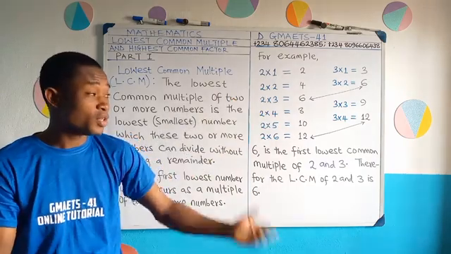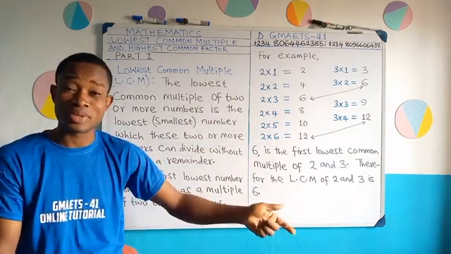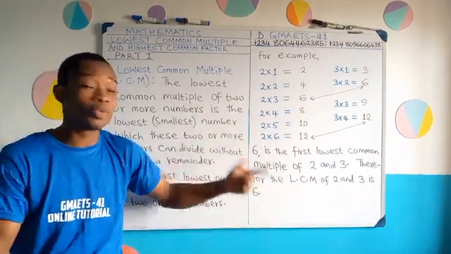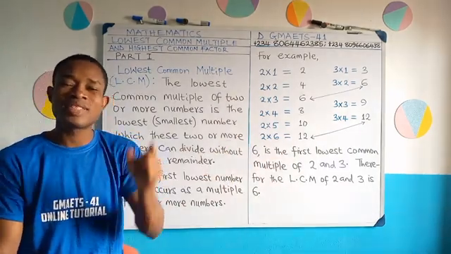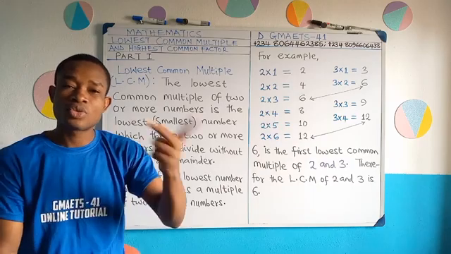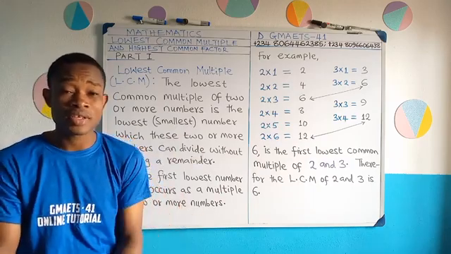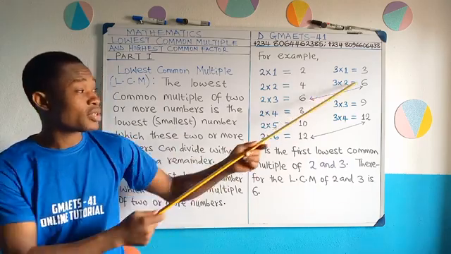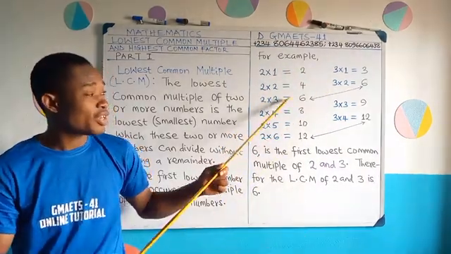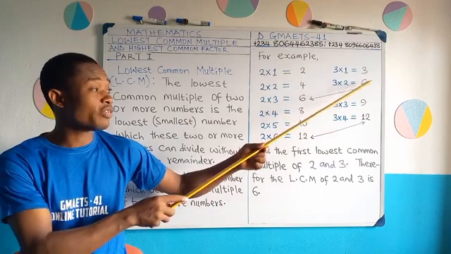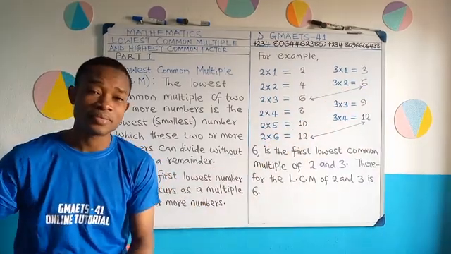If you continue still, you will meet another common multiple, but that common multiple will be bigger than 6. Remember, we say that the lowest common multiple is the smallest number which 2 or more numbers can divide without remainder. So here 6 is the lowest common multiple of 2 and 3. It means that 2 can divide 6 without remainder, and 3 can also divide 6 without remainder.